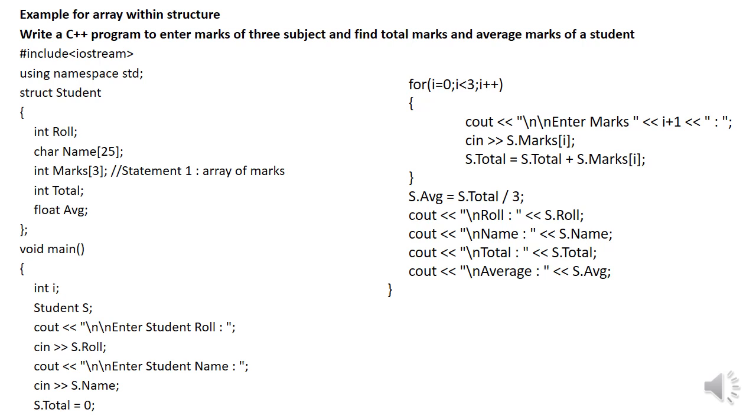Then inside the main function, I have created an object s for the structure student. Then the user is asked to enter the roll number, name, marks. Then we have to calculate total marks and average marks. First, the user is asked to enter the roll number. That is accepted by using the object s.roll. Then the user is asked to enter the name. That is accepted by using s.name.